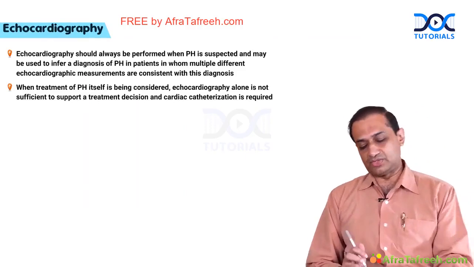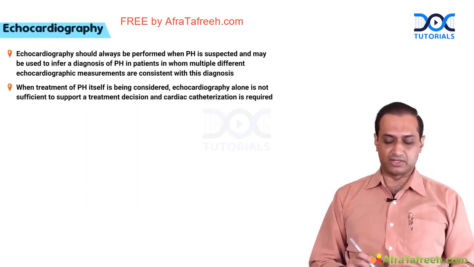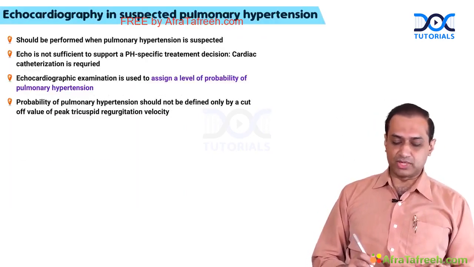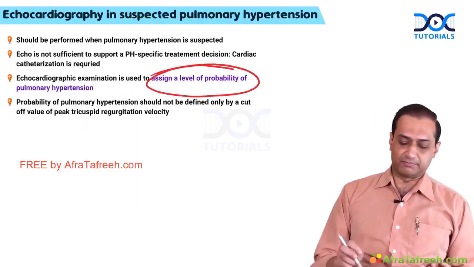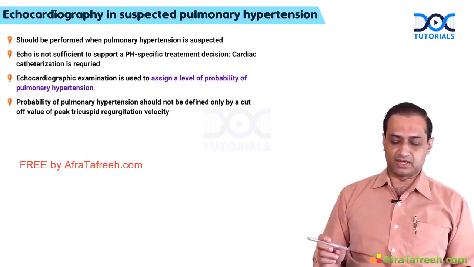When treatment of PH is considered, echo alone, however, is not sufficient to arrive at a diagnosis and should be followed by a cath. If the echo is not sufficient, you will have to do a cath, and you have to assign a level of probability for PH, which should not be defined by a cutoff of RVSP alone.